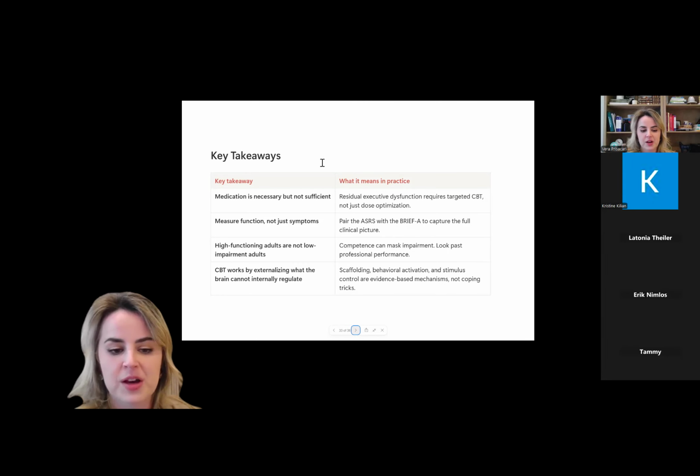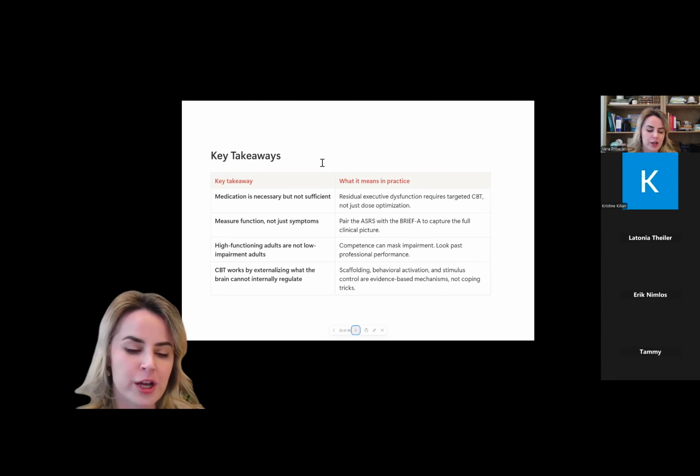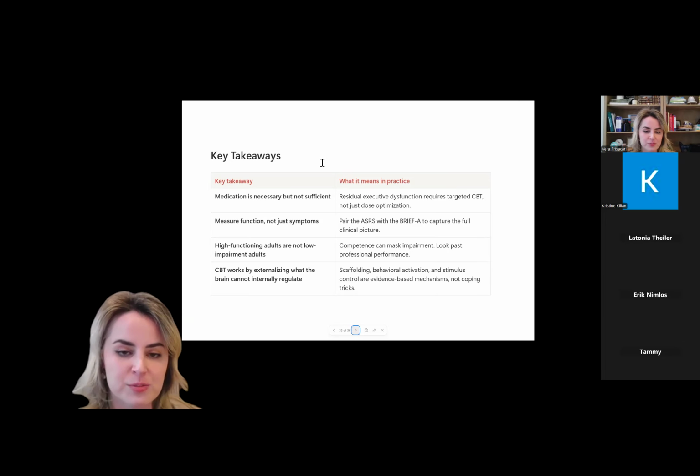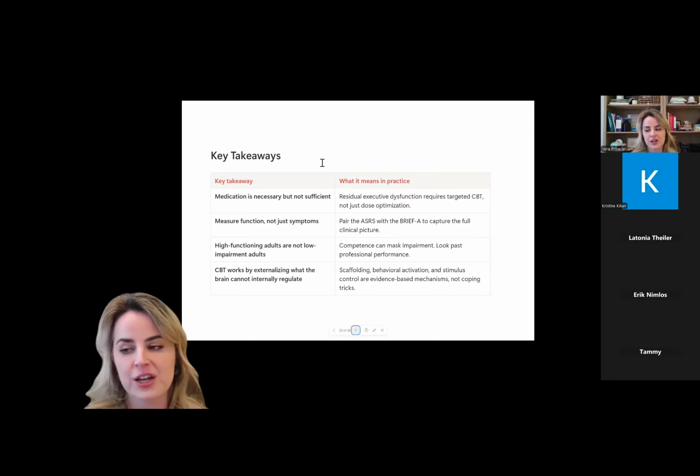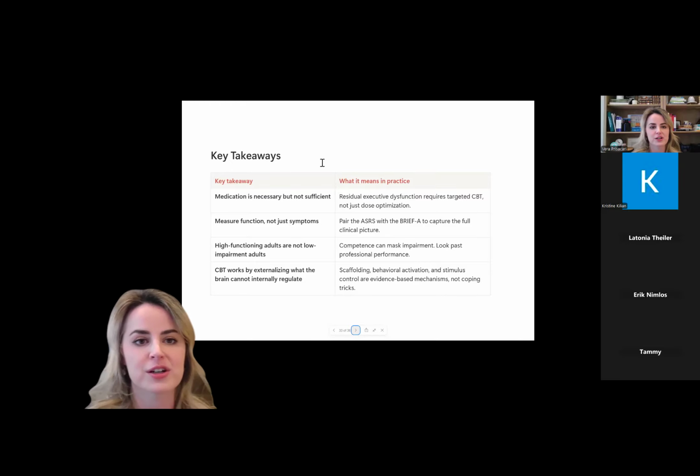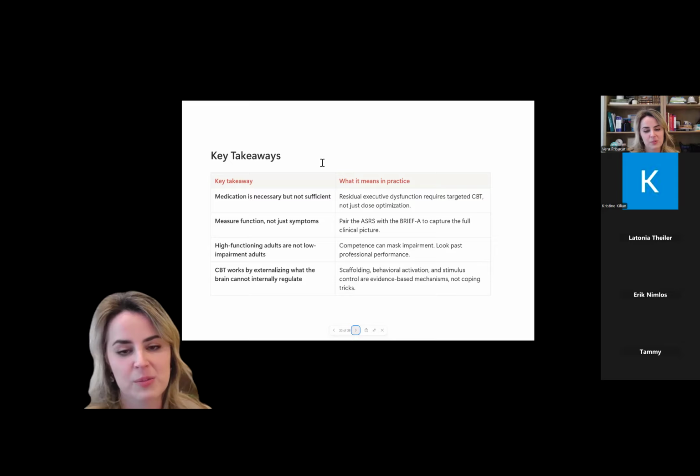When you have an impairment in your function, that's really crucial to look at, not just the symptoms. We need to know how to change our protocol when we have high functioning adults because that doesn't mean they have low impairment. Competence can really mask the impairments, right? They can be tricky, it can be hard to find it, but look past that, not just their degree or their status or their job title. Look at their actual day-to-day.